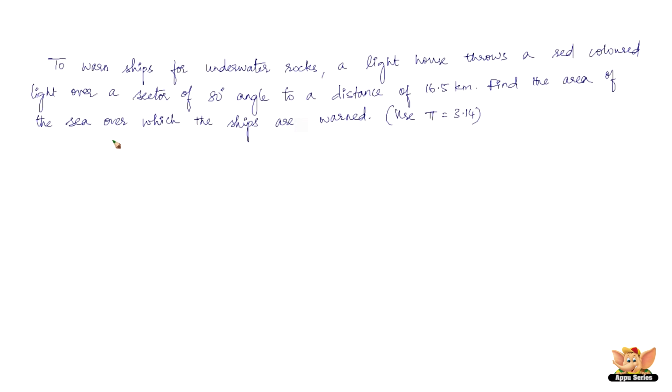Here we've got another ship-based question. To warn ships for underwater rocks, a lighthouse throws a red-colored light over a sector of 80-degree angle to a distance of 16.5 kilometers. So the question is pretty obvious. We don't even have to read the other part of the question. Find the area of the sea over which the ships are warned. We need to use pi as 3.14.